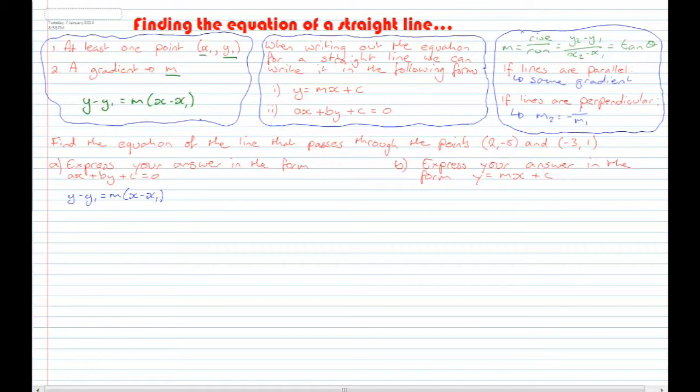Let's go through and highlight the key information that they've given us. Find the equation of the line that passes through the points (2, -5) and (-3, 1). Alright, so what have they given us here? They've given us a point, (2, -5), and they've given us another point, (-3, 1). Have they given us a gradient though? Oh no, they haven't. Alright, well, just because it doesn't give us our m, it's important that we don't freak out.